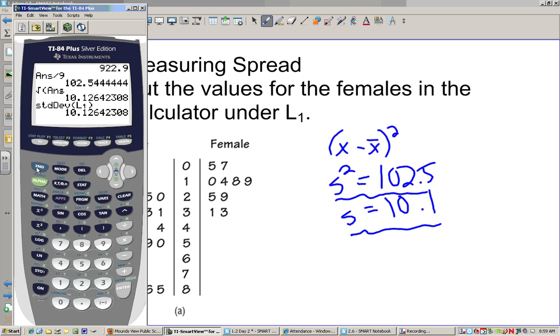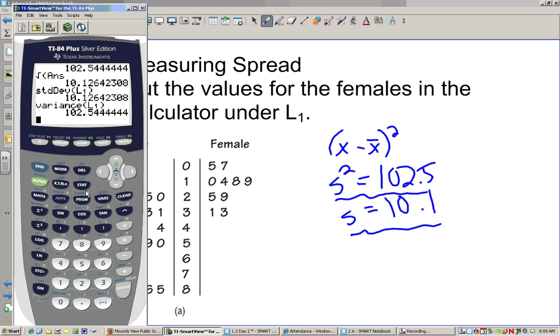Or we can do the same thing with second stat, go over to math. Now variance is number 8. So if we click on number 8 of L1, that's going to give us 102.5. That's the easiest way to get the standard deviation and variance.